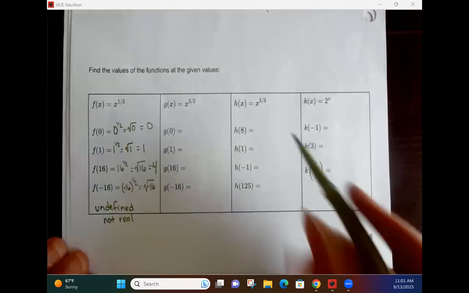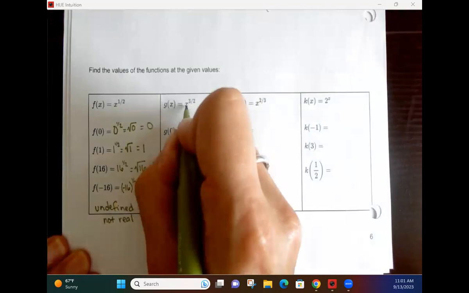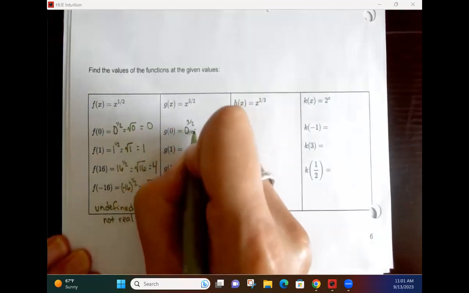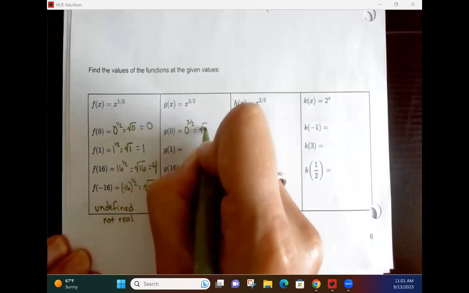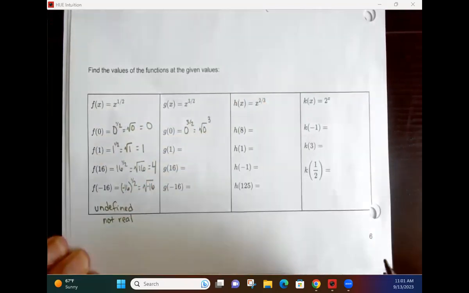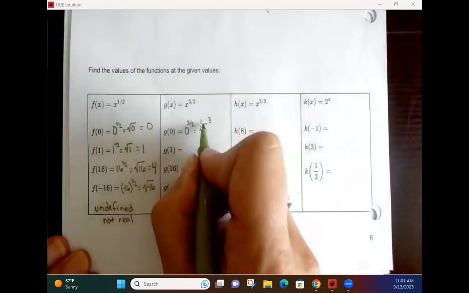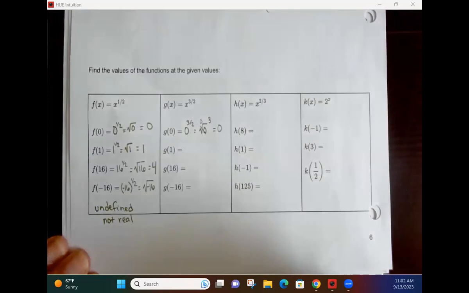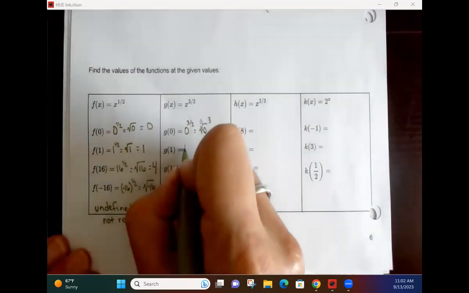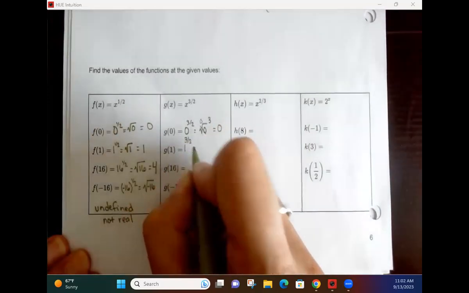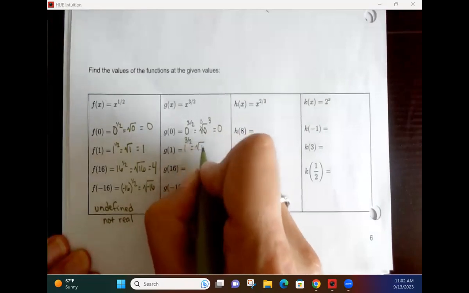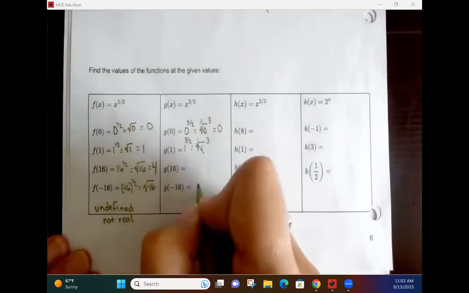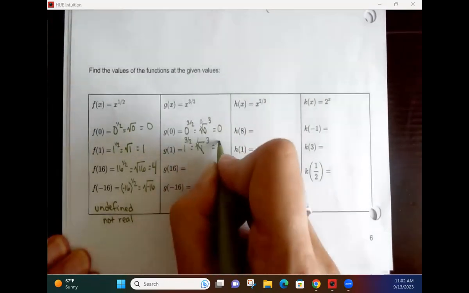For g, same idea. So we are plugging in values for x. G of 0 would be 0 to the 3/2 power. So that would be the square root of 0 cubed. The square root of 0 is 0, and then 0 cubed is also 0. 1 to the 3/2 power would be the square root of 1 cubed. The square root of 1 is 1, and then 1 cubed is 1.